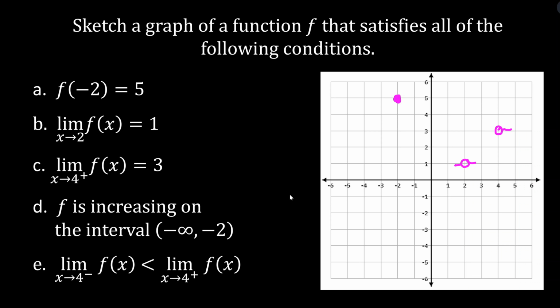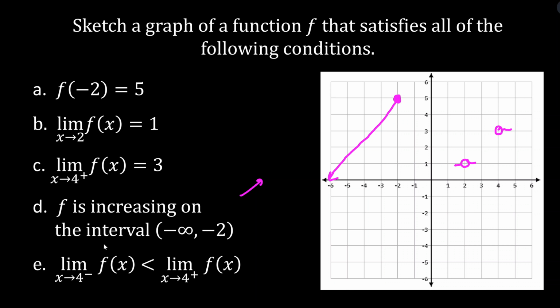All right, part D. f is increasing on the interval from -infinity to -2. Increasing. So sloping upward like this. So from -infinity all the way up till -2, the function looks like this. So I'm going to draw that for now, and if I have to erase it later, I will.